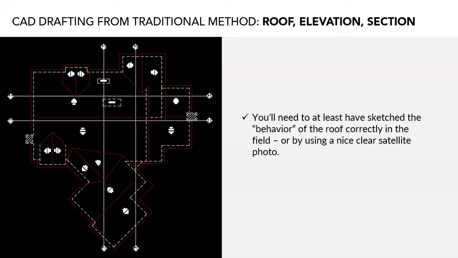So this is often achieved by using a zip level, which we talked about briefly earlier, and getting on the roof to take all needed height readings. That said, there are other methods to getting this information, such as using an angle finder, a level, and using various functions of a disto laser.